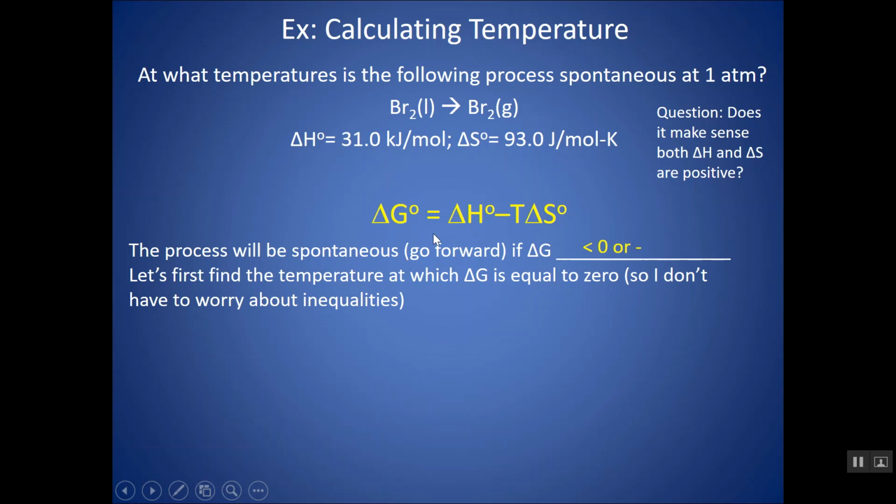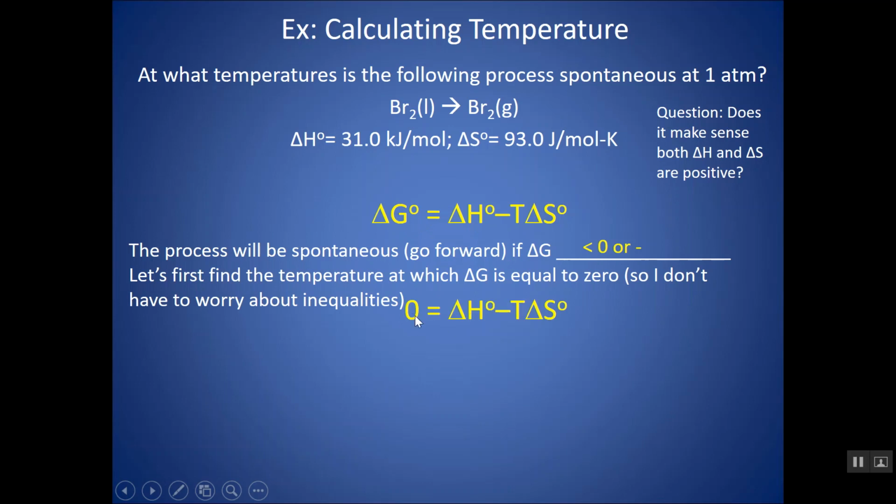Now, when you put inequalities into algebra, sometimes it can get a little complicated. So what I like to do is first find the temperature at which delta G is 0, which would again be when we're at equilibrium. So I don't have to worry about inequalities. So that's what I'm going to do. Let's figure out what the temperature would be when delta G is 0.